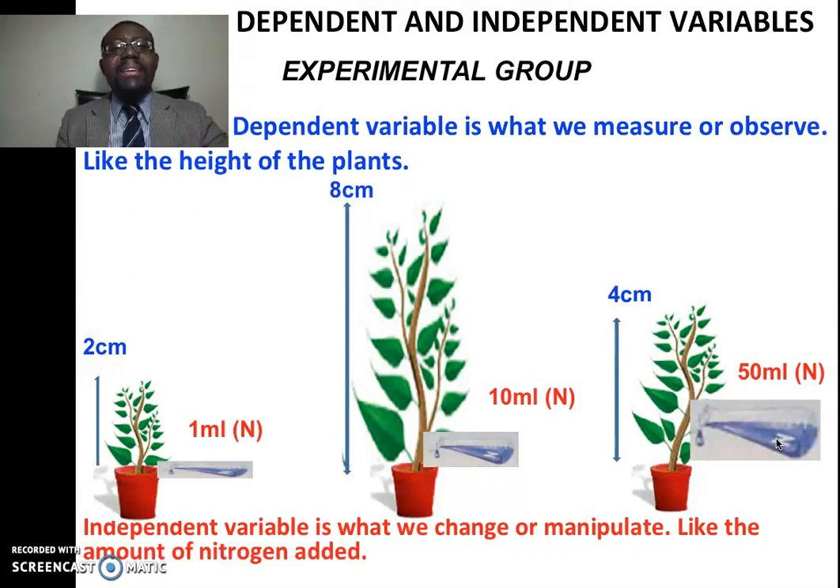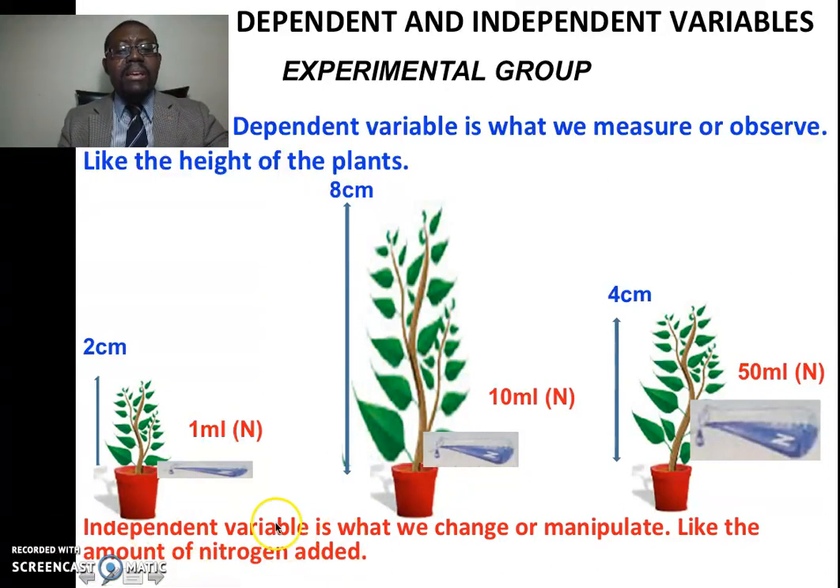So if you add different amounts of nitrogen to the plant, how would that affect the height of the plant, or how tall or how big the plant will grow? The independent variable is what we change as experimenters. And when you manipulate the independent variable, it's going to have an effect on how tall the plant will grow. And that is the dependent variable. What we are changing is the independent variable.